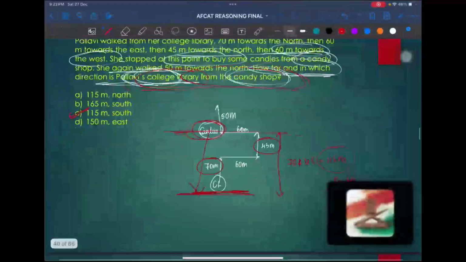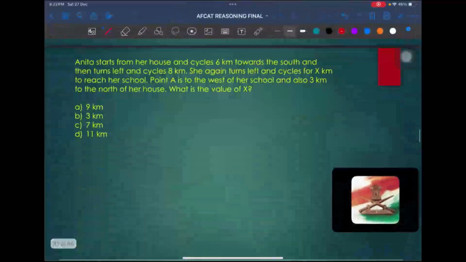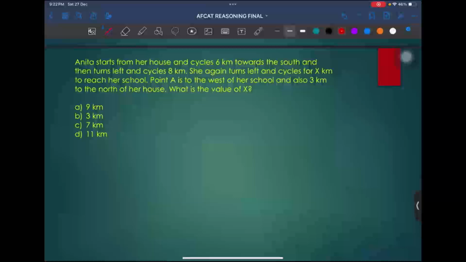Yeah. Can you try this question? Okay, I'll solve this question, and the next question you guys solve it. Okay, so we need to find the value of x, that is some certain distance. We don't know what that distance will be.